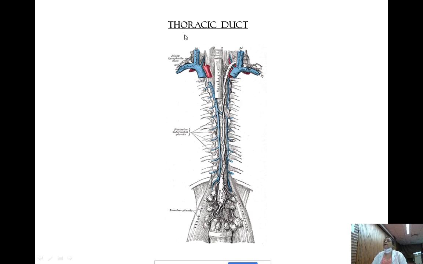So on the right side, these regions will be drained by another small duct known as the right lymphatic duct. It is 1.25 centimeters long, and it drains at the junction of the right subclavian and the right internal jugular vein, and here also it receives three trunks, that is the right jugular lymph trunk, right subclavian trunk, and the right bronchomediastinal trunk. Okay, so that is the right lymphatic duct.